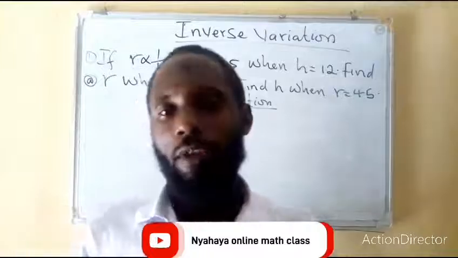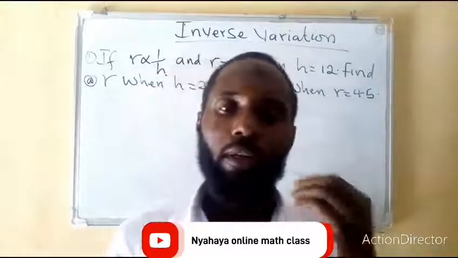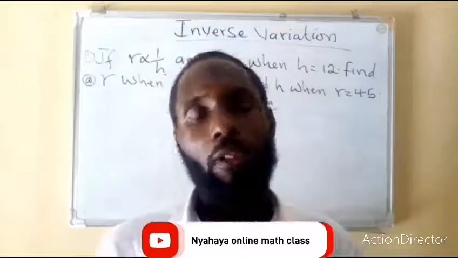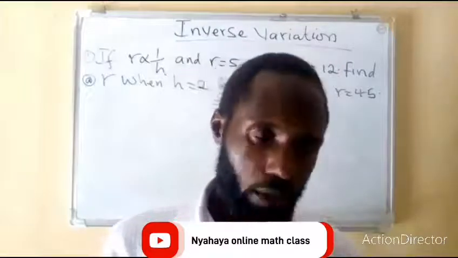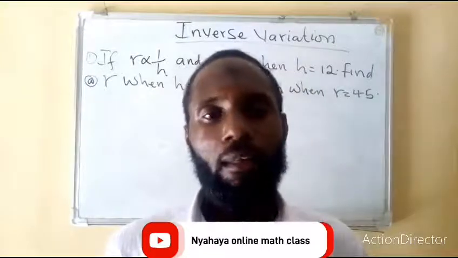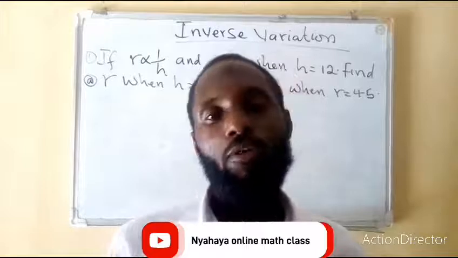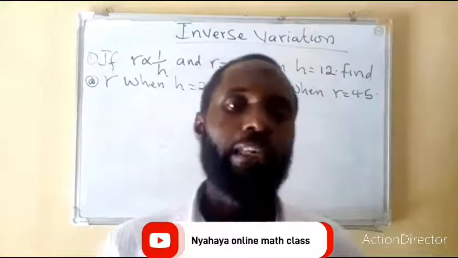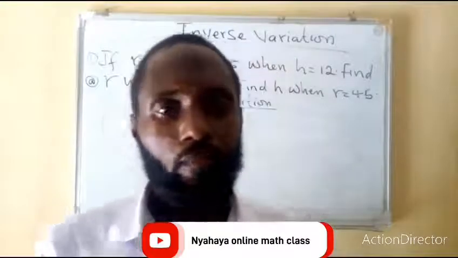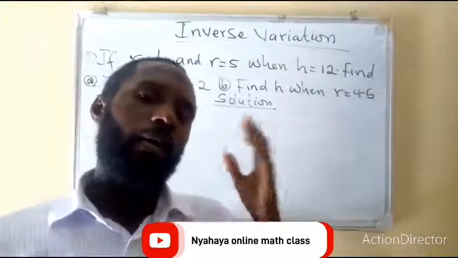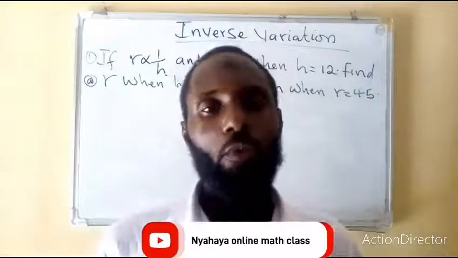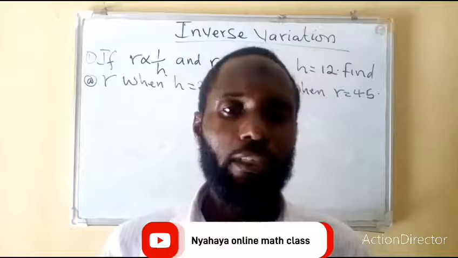Take a look at an example of liquid in a container. When the liquid increases, the amount of space in the container will decrease. Or when the amount of space in the container increases, the amount of liquid in the container will decrease. This is a clear example of inverse variation. So therefore, we have a worked example that we are going to solve now, which is under inverse variation.